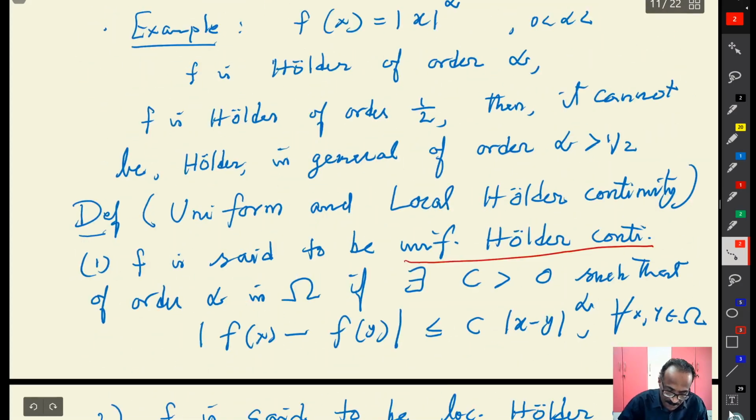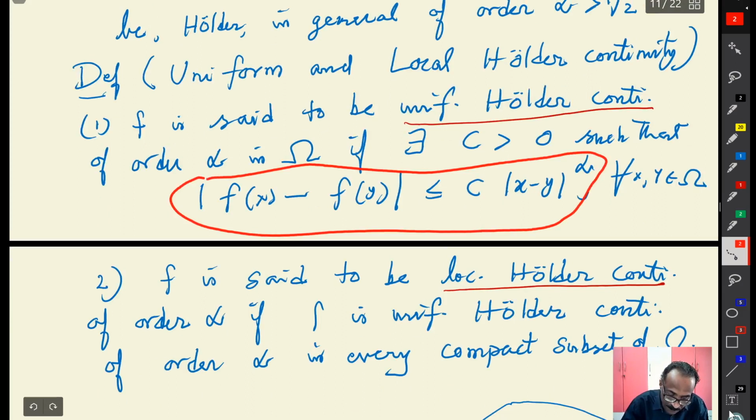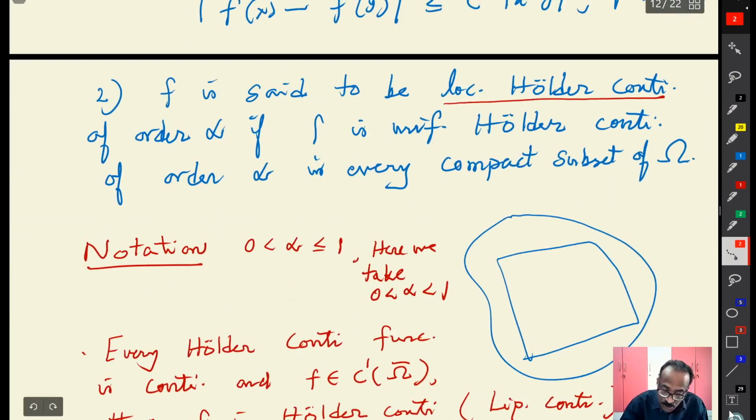After that, we introduced uniform continuity. You need this estimate to be satisfied for all x and y, uniformly, so there is a C which exists for that. And then we introduced local Hölder continuity. Local Hölder continuity means it is uniformly Hölder continuous on every compact subset of R.